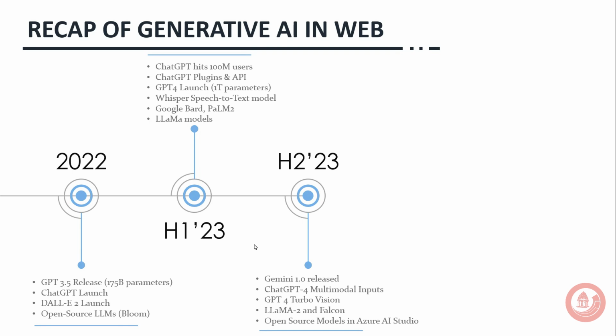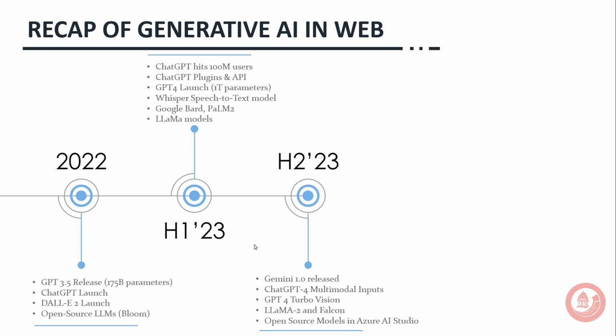And it accepted both text and image together. And we were able to ask a question which combines different types of inputs together. And ChatGPT was responding well for those questions. And the GPT-4 Turbo Vision was also released, which was again another powerful breakthrough.